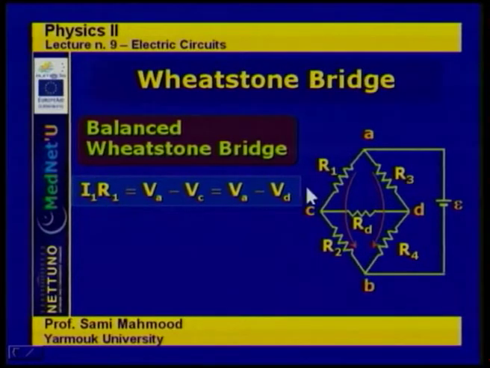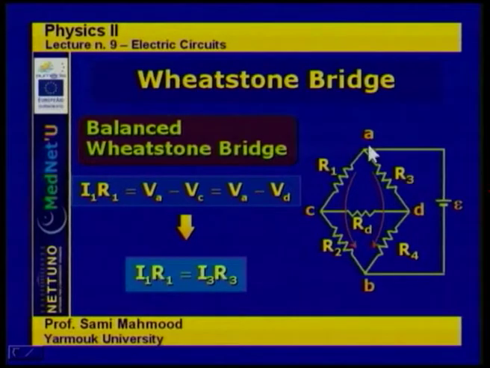So in this case, we look at the potential difference between A and C, and this potential difference between A and C is simply I1 R1. So I1 R1 is equal to VA minus VC. But since VC and VD are equal, that means I1 R1 is equal to VA minus VD equally. But VA minus VD is equal to I3 R3 at the same time. So we conclude that I1 R1 is equal to I3 R3. This is the first equation that we need.